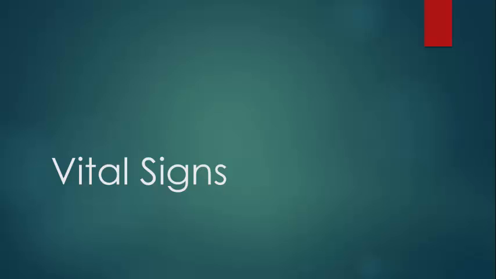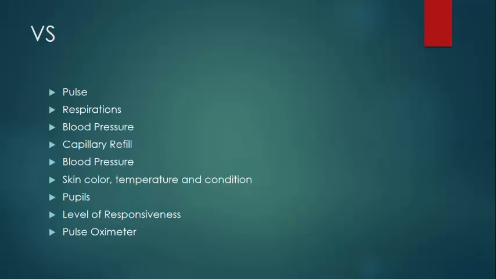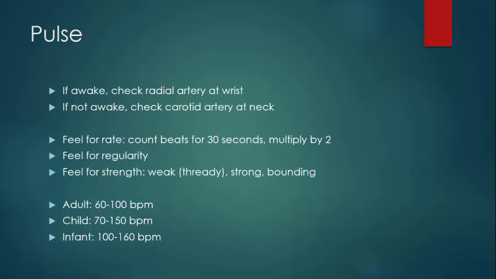Section on vital signs that I want to add to your patient assessment. This will be your first skills lab that you'll do, and just like it says, very vital to what you do in the field. So we're going to cover pulse, respiration, blood pressure, cap refill, skin color, temperature and condition, pupils, level of responsiveness, and then I added this, it's not in your chapter, pulse oximeter, because you will see that in the field, you'll see that on the ambulance.